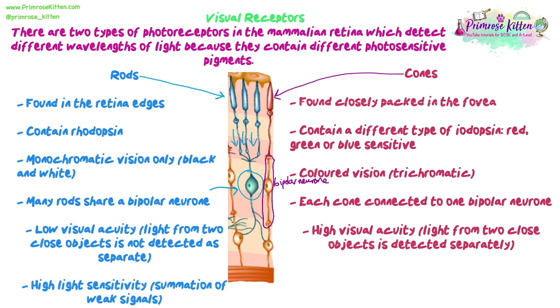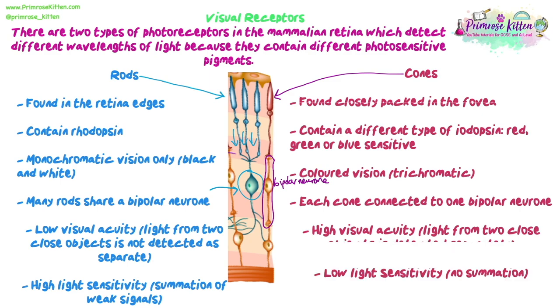Rods give us high light sensitivity because all three of those rods can detect the low light intensities. They can combine their weak signals into that one bipolar neuron, which will be enough to trigger an action potential. This is known as summation. Low light sensitivity is what happens with cones. They aren't able to detect low levels of light because they don't have any summation. So when light hits it, it can't amplify the signal if it's a low light intensity, because it can't combine signals to join to one bipolar neuron because there's only one attached to it.